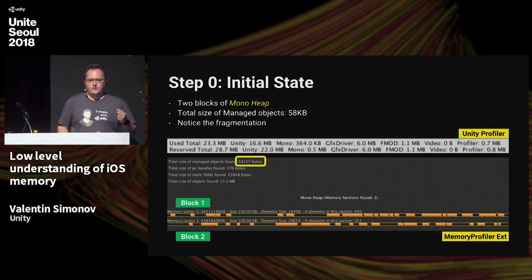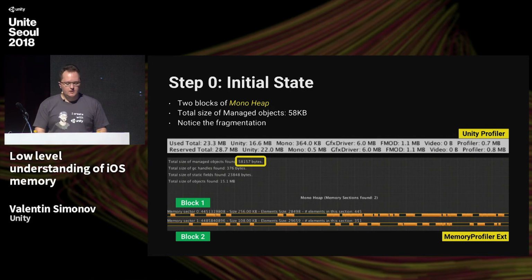The same thing viewed with other tools. Unity Profiler shows like 364 kilobytes, as we've seen already. But that other tool, which shows more info about mono heap, shows us 2 blocks, which we already know. And it shows the actual size of all the objects in these blocks. It's like 58 kilobytes. So once again, notice the fragmentation. Now we know the initial state.